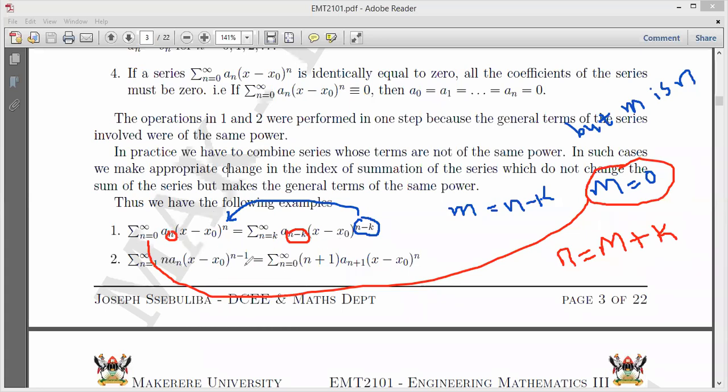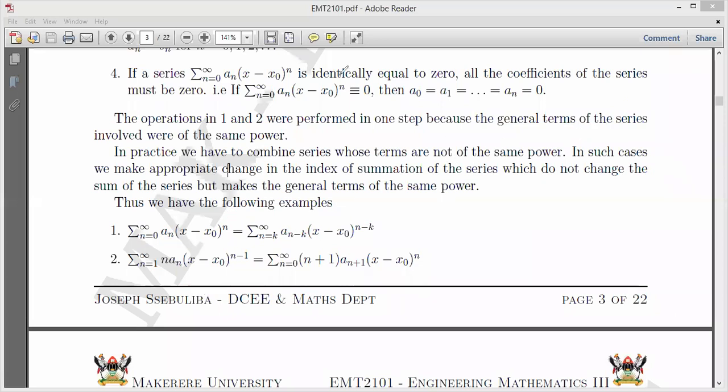Then we can also look at this second one here. In the second one, what do we have? Here we have n minus 1. Now for this one here, how does this become that? Remember, by definition, it is x minus x naught to the n. So here we started on the right to get the left. Here we must start on the left to get the right. Why? Because this is n.